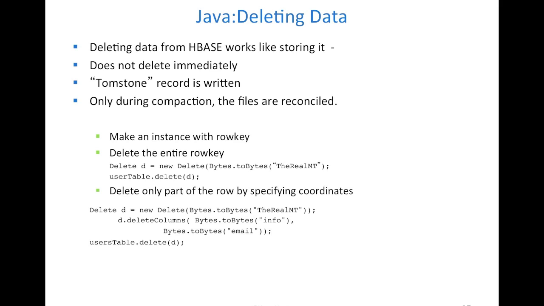Deleting the data is fairly straightforward. When you delete the data from HBase, it does not get deleted immediately. It's essentially marked to be deleted, or a tombstone record is written. Only during compaction, when the system takes over, are the files reconciled. The way it works is that you make an instance with the row key, and you delete the entire row, or you can delete only part of the row by specifying the coordinates.